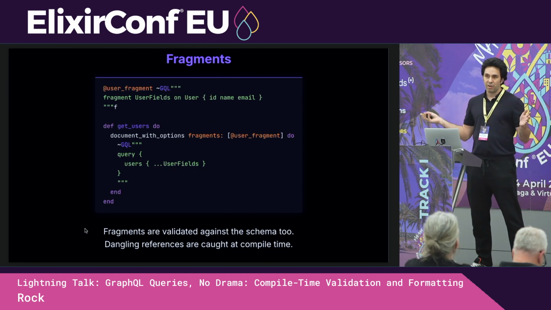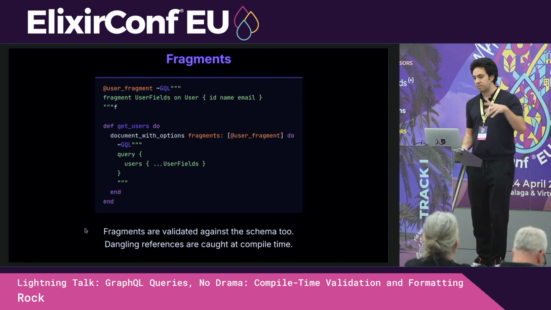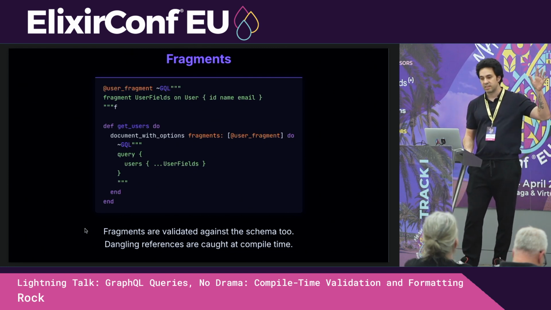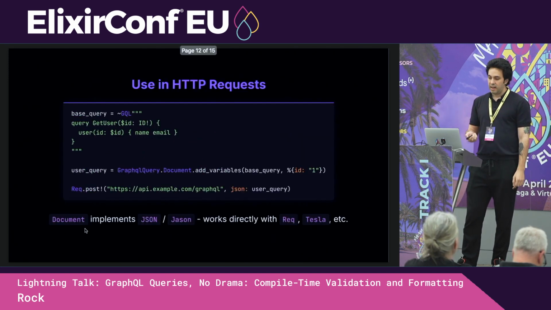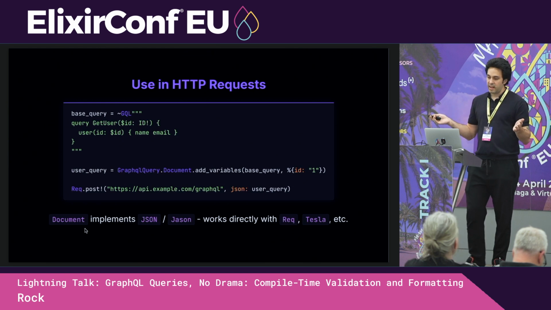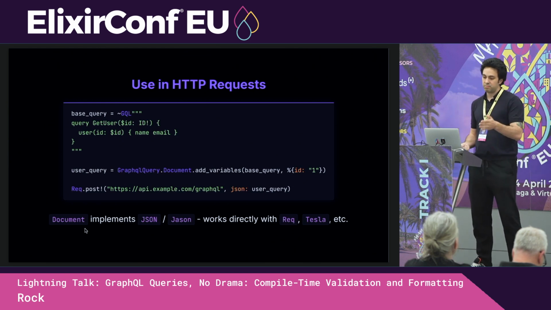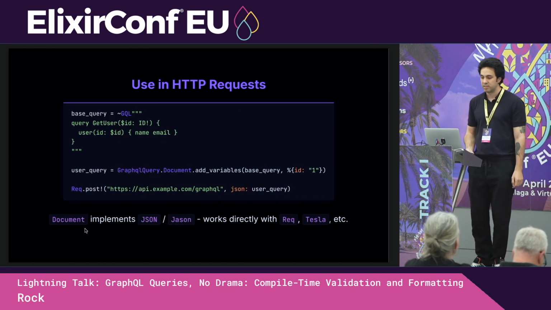And there are more features. For example, fragments. You can declare fragments and then use them in your queries or mutations or whatever. And you use them in HTTP really easily. You just do JSON and put the query, and you can add variables to the document that the sigil returns.